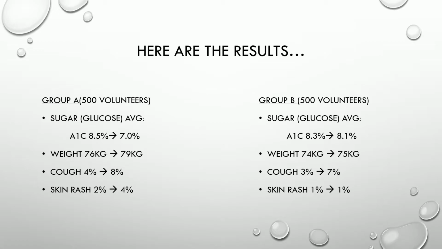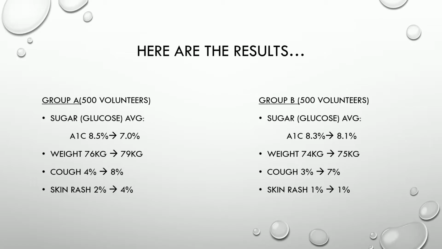People in Group A, again, we don't know whether this is the placebo or the drug X group. Their average A1C, which is a measure of how high their blood sugars have been over the last 3 months, at baseline was 8.5%, but after being on either drug X or placebo, whichever they're taking, for a year, their A1C has come down to 7%. Their weight at baseline was 76 kilograms, but now at the end of the trial, 1 year later, it's 79 kilograms.